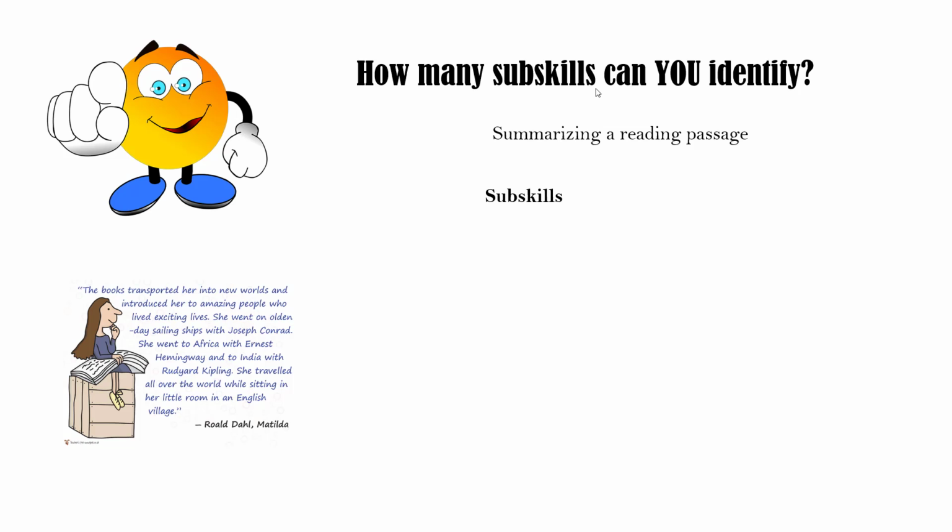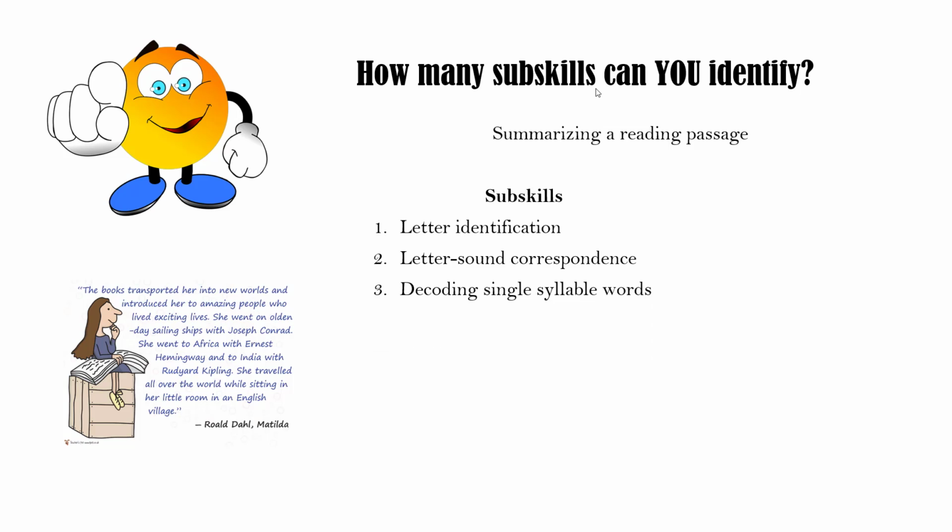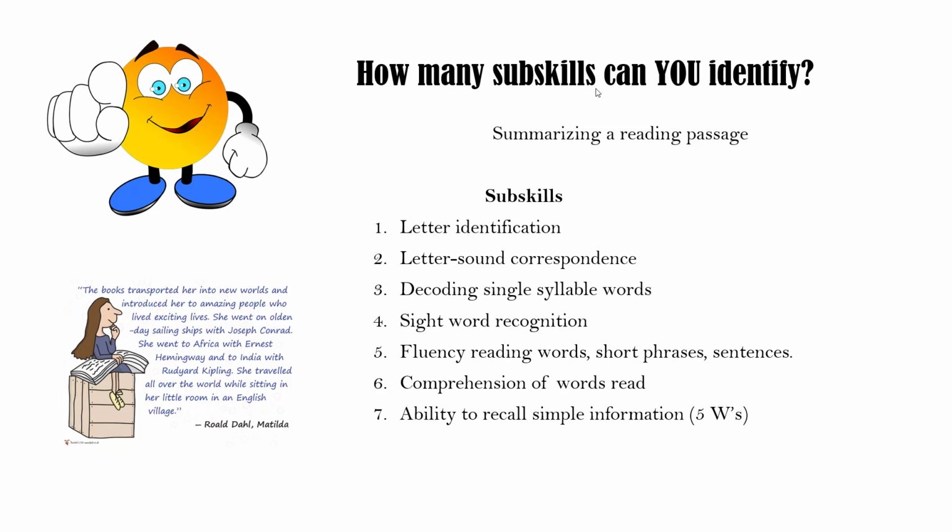Summarizing a reading passage. What are the sub-skills? Letter identification is one. Letter-sound correspondence. Decoding single syllable words. Sight word recognition. Fluency reading. Comprehension of words. Ability to recall simple information. The ability to discriminate important facts from details. So, these skills that might be really easy for us can be hard for students. And so it might be that you need to break it down and figure out, okay, what are the sub-skills? What prerequisite skills does a child need to be successful? Remember, we always want to set the child up for success.